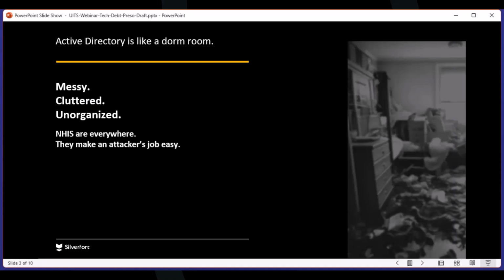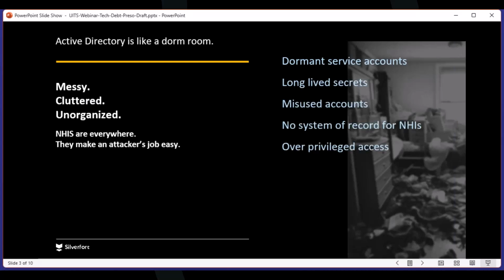So an analogy that we hear often is Active Directory is like a dorm room. It's messy, it's cluttered, it's unorganized. The non-human identities, service accounts, shared accounts, they're everywhere, and they make the attacker's job easy. All the things that we discussed previously in Nick's slides, they're all applicable here, but we'll probably drill into some use cases. Not an exhaustive list, so those of you that are going to write in the chat and say, well, you missed this, there's lots that could be in here.